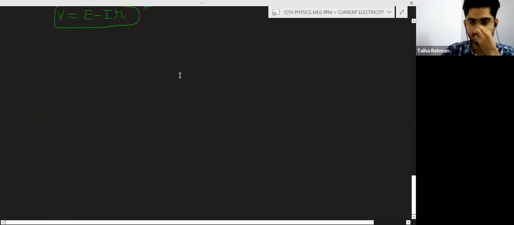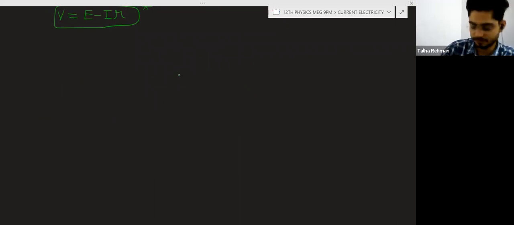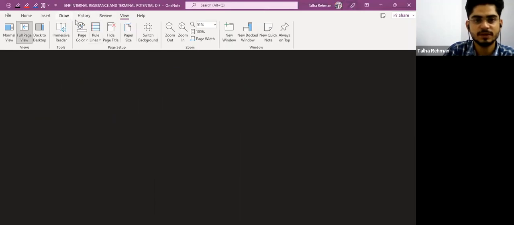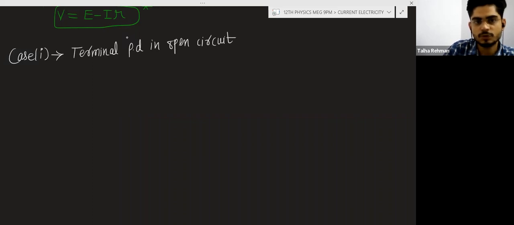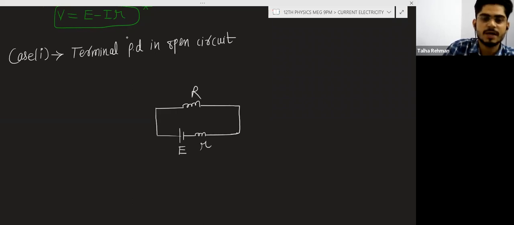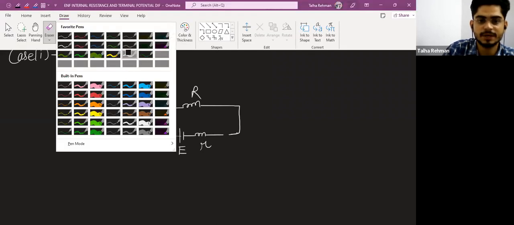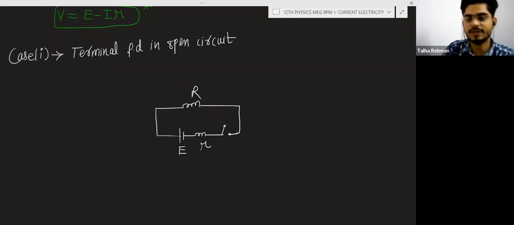So now we will calculate the terminal potential difference in different cases. Case one: we will calculate the terminal potential difference in open circuit. Open circuit means you have a cell with internal resistance r, connected with a resistance R, and you have just disconnected the wire from here, so no connection is there.